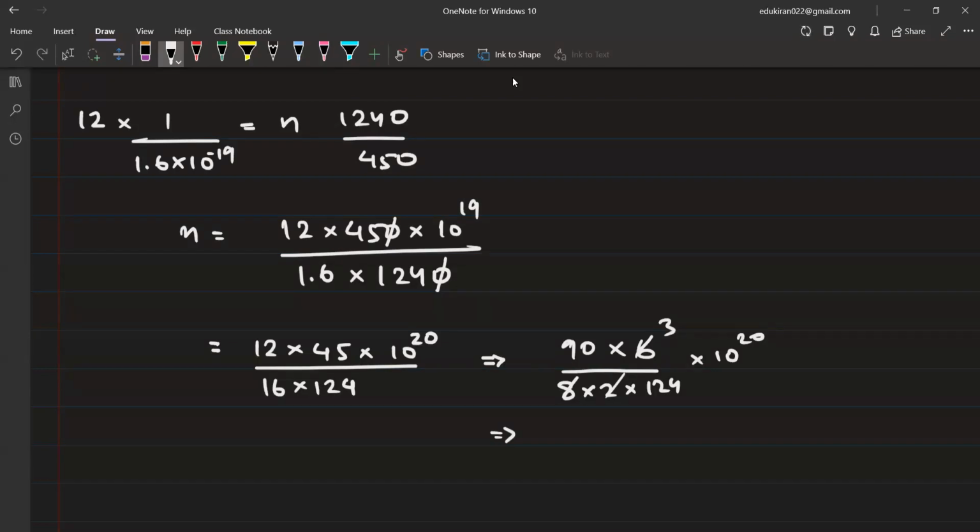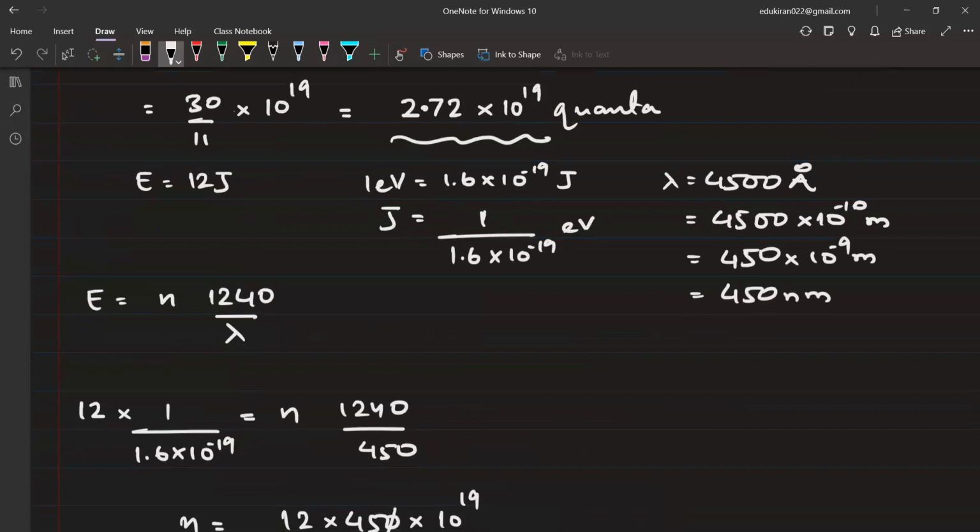So 90 divided by 8. So it will be 4 and it will be 45. So we have 45 into 3 divided by 4 into 124, into 10 to the power 20, which will be equal to how much? 45 3s will be equal to 90. 90 and 45 is 135.